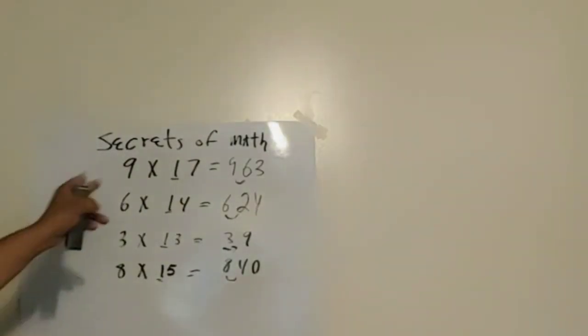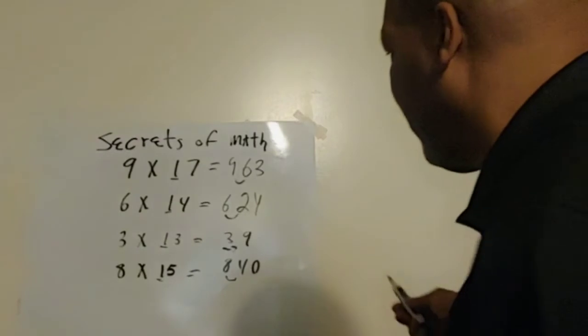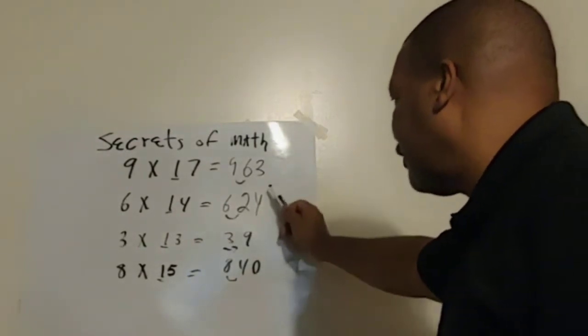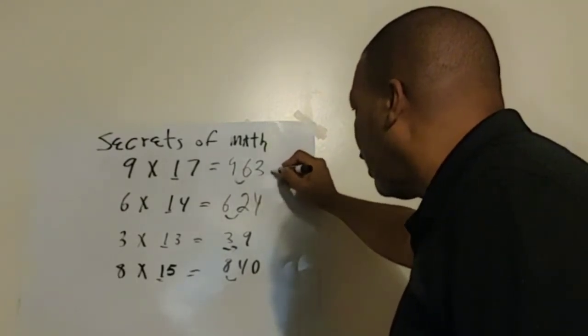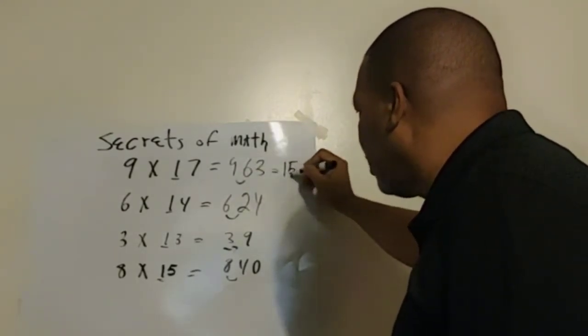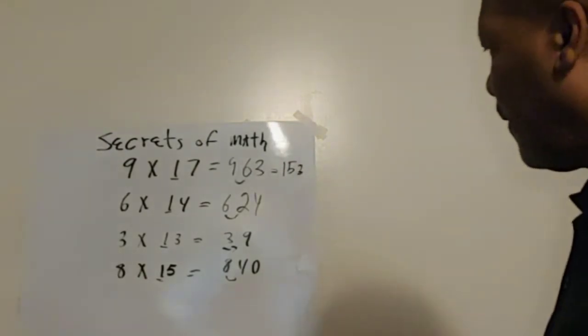The question was, what is 9 times 17? Okay, now the secret is you don't look at the 1. You simply say 63, and that's what you have in your mind. Okay, and then you go back to the 9, you place it in front of the 6. Now, through simple math, we all know that 9 and 6 is 15. Okay, so 15. What's left over? 3.